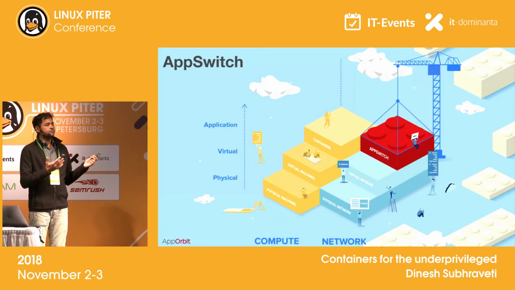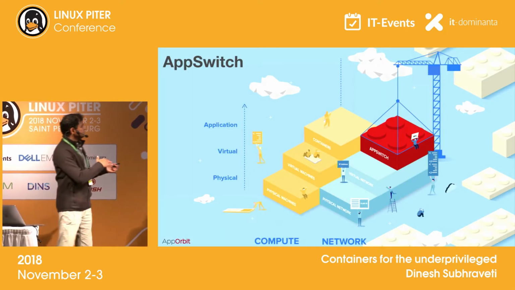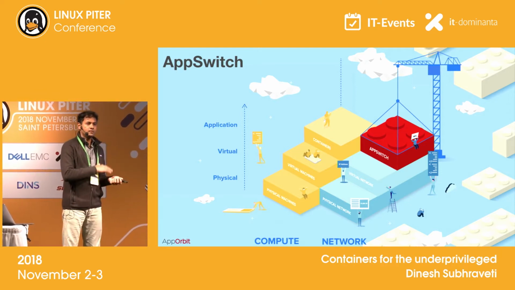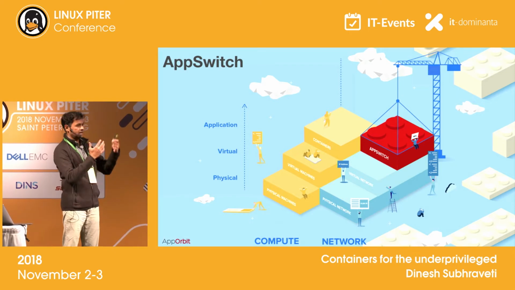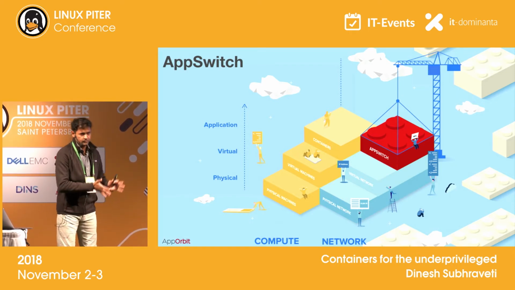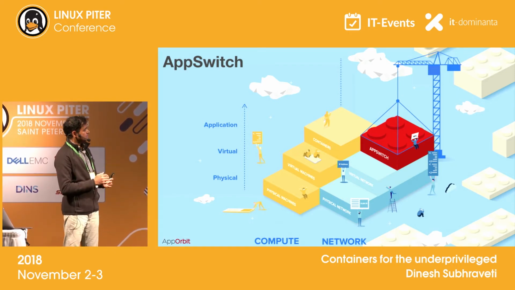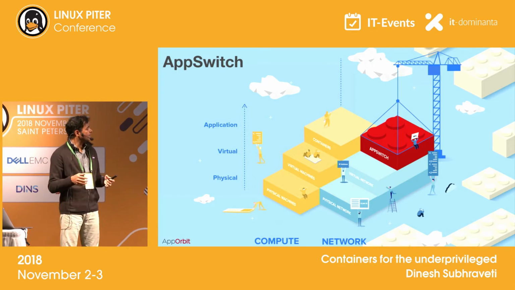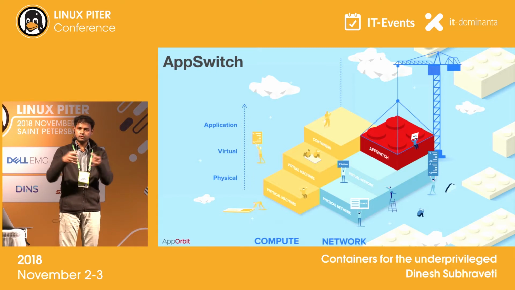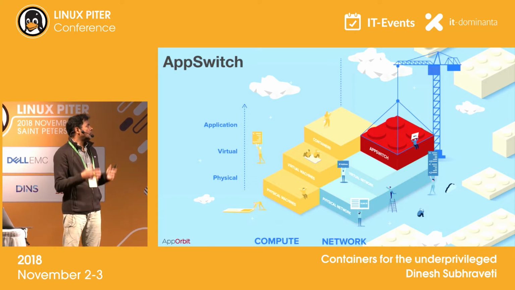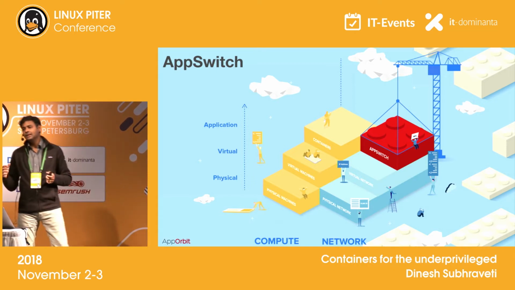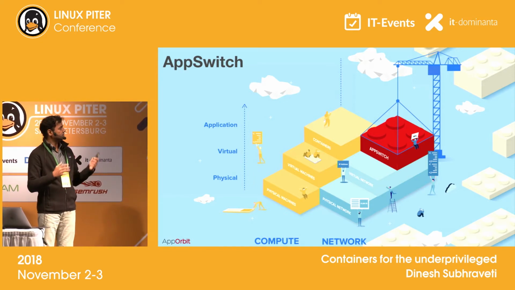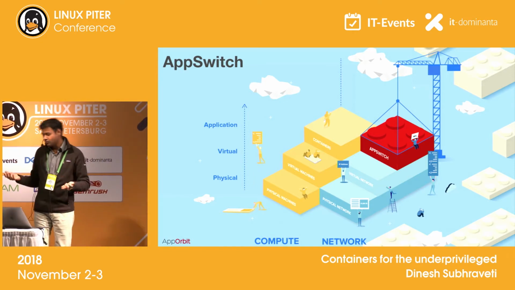So let me introduce AppSwitch, right? There is a progression on the compute stack. From physical machines, we went to virtual machines to containers. That's, for me, the compute stack. If you look at the networking stack, there's physical network, Cisco, Juniper, Arista, that kind of network. And then with virtualization, you have network virtualization, what is called SDN. So AppSwitch, in my view, is basically an application equivalent for the network stack. It's kind of like containers for networking.